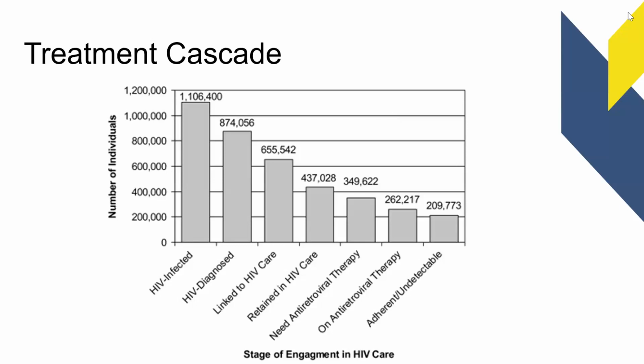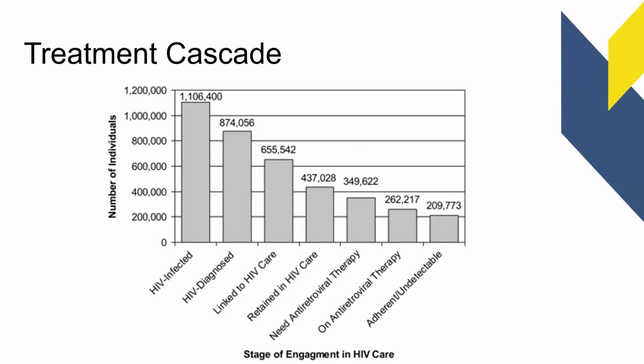This is an important slide, if you're able to glance at it. It's called the treatment cascade, and it's just something to be aware of in the work that we're doing. Ultimately, the goal is to prevent the spread of HIV in communities, in tribal communities, in urban Indian communities, wherever people are living around the world. We want to stop the spread of HIV.